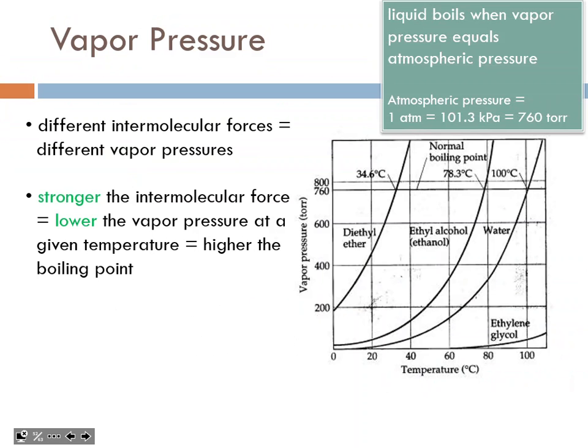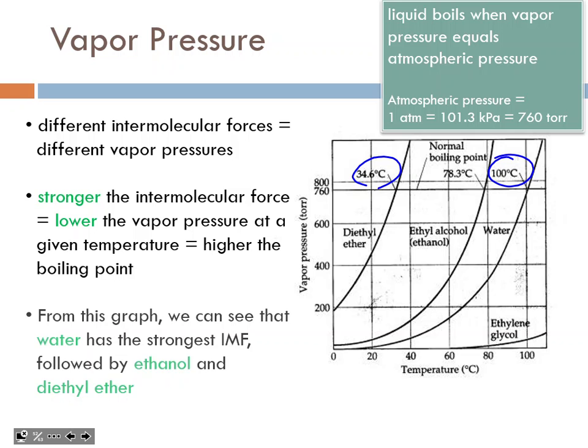So to read the graph, really you're looking at the lines in the boiling points. The ones with the higher boiling points have stronger forces, like the water over here. This one's going to be a stronger force than, say, this one, the diethyl ether that boils at 34.6. So stronger forces mean higher boiling point, mean lower vapor pressure.